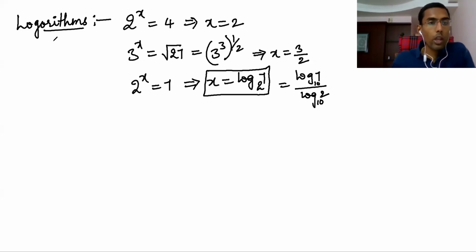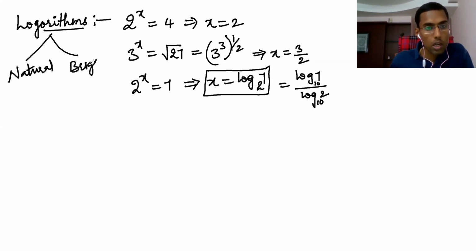So logarithms are of two types. One is natural logarithms, another is Briggs logarithms. Natural logarithms are calculated to base e. Briggs logarithms are calculated to base 10.